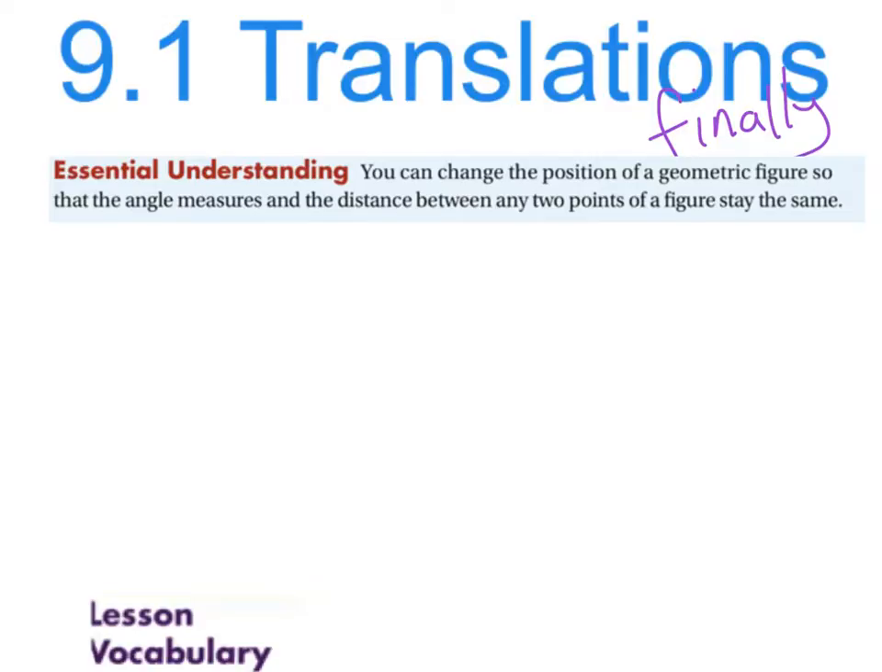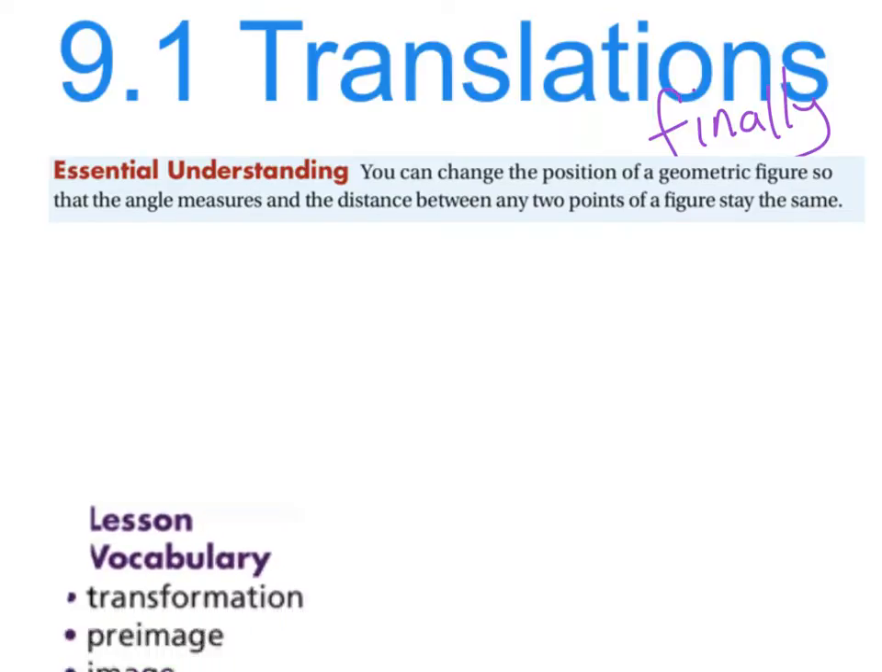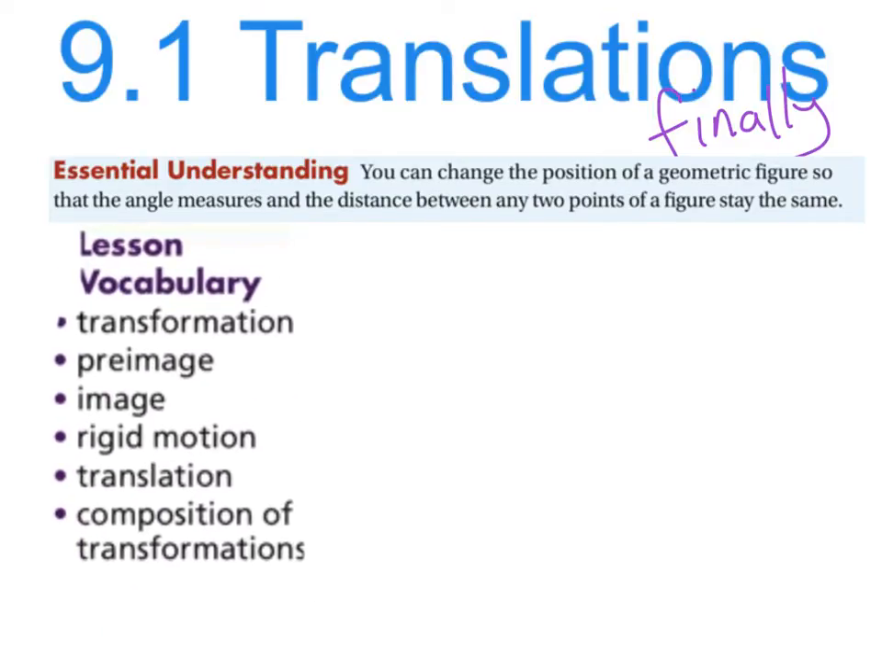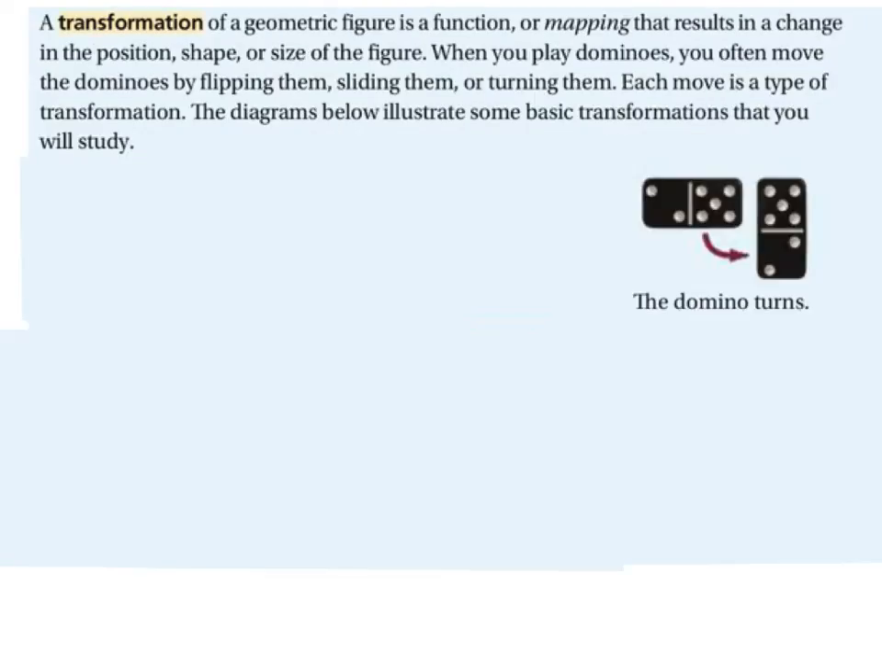And remember, translations, as we'll look in this section, are a form of a transformation. There will be 3 different forms of transformations we'll talk about. Translations is the first one. So again, here's our vocabulary for this lesson. We have transformation, pre-image and image, rigid motion, a translation, which is what this section is about, and then composition of transformations. So let's start with some of our vocab.